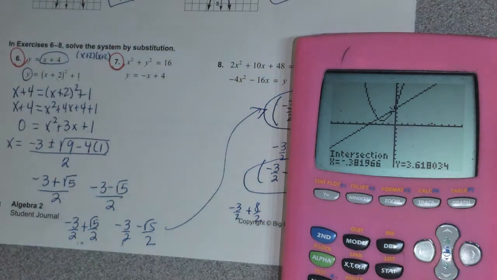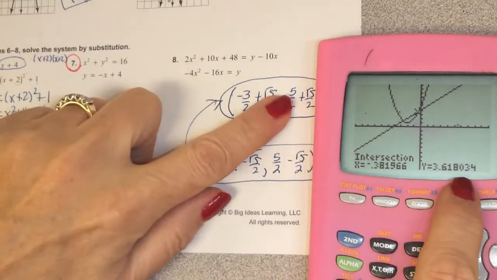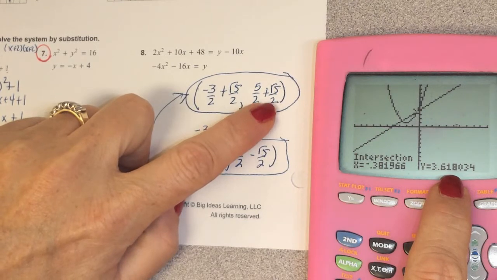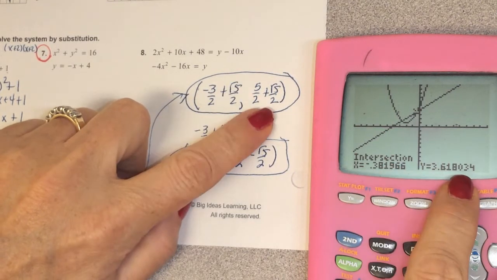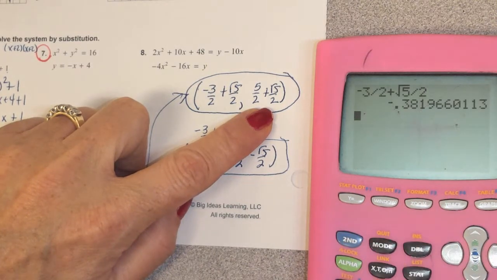And we get negative 0.38. So I know that that is correct. I could check the y value too if I wanted to, but if x is correct, most likely y is. Let's check it just to be sure. 3.62 is what it should be.